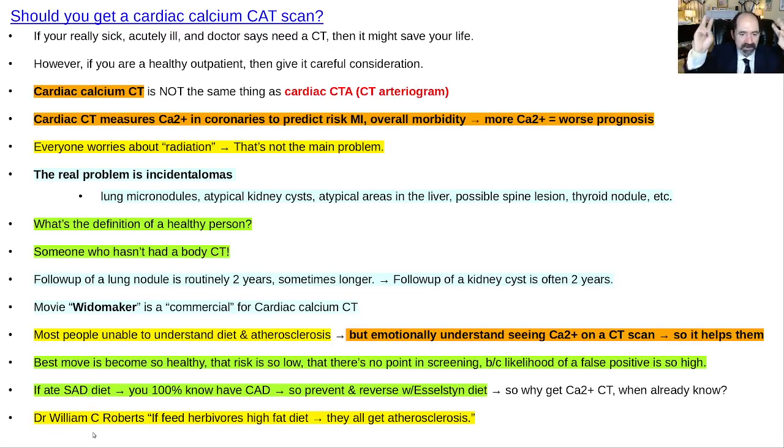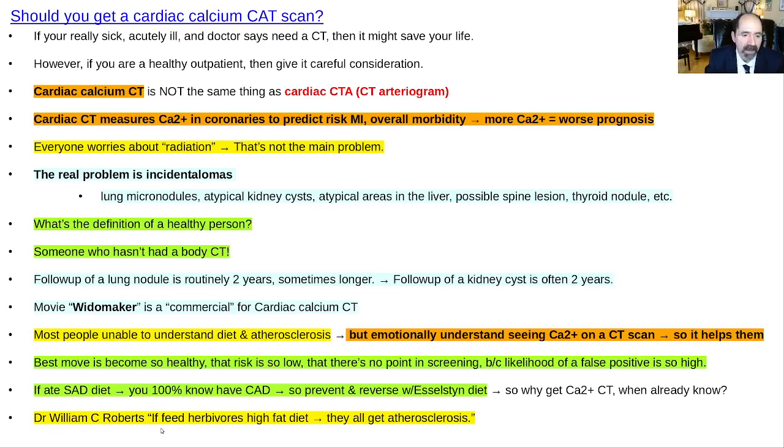William C. Roberts, the most famous cardiac pathologist in the whole world, he said, if you feed a herbivore a high-fat diet, they all get atherosclerosis, 100% of them. It's the same thing with humans. We're herbivores by our physiology. We all have atherosclerosis if we ate a high-fat diet. So stop eating a high-fat diet.